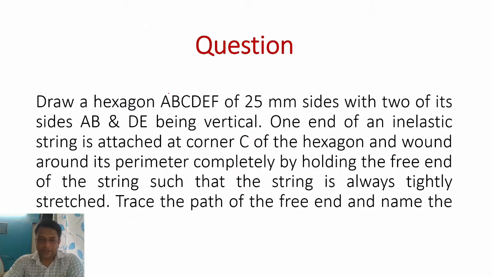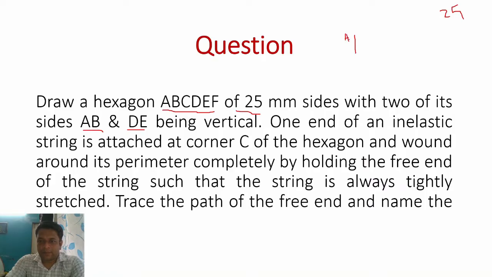So we'll start with the question. Draw a hexagon A, B, C, D, E, F of 25 mm side. So we have to draw a 25 mm hexagon with two of its sides, A B and D E, being vertical. So they have specifically mentioned that two sides are vertical.